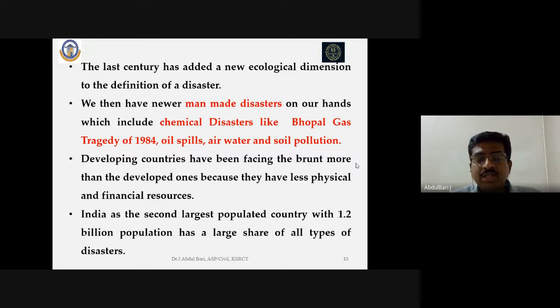India is the second largest populated country with 1.2 billion people, so it has a large share of all types of disasters. If a disaster occurs in India, most of the people are going to get affected. So these things have to be taken into account in disaster management. Hence, the Disaster Management Act has been framed after the Bhuj earthquake of 2001. After the Bhuj earthquake, the government has taken many more initiatives to have the preparedness phases of disasters.